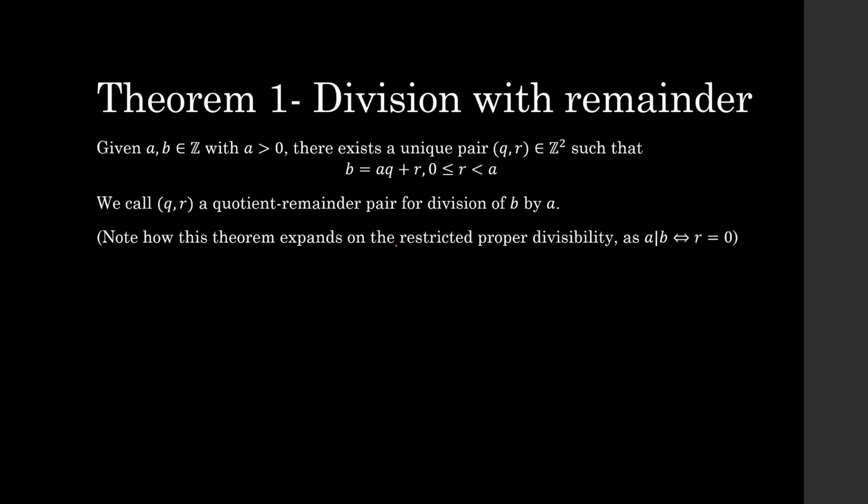So note how this expands on restricted proper divisibility that we looked at last time, where a divides b if and only if r is equal to 0. Because if r is equal to 0, then r is basically not here at all. I've just got b equals aq, and that's the definition of a divides b. So that's how that comes out.